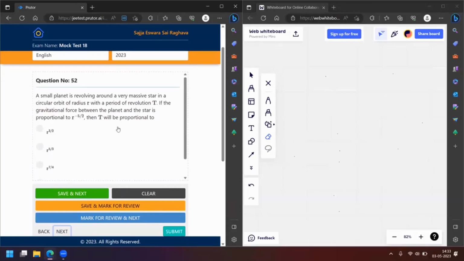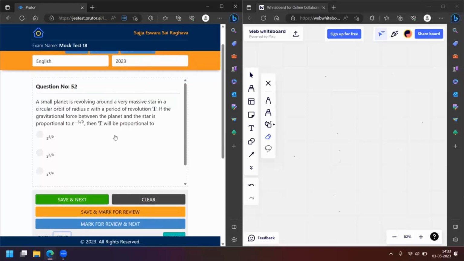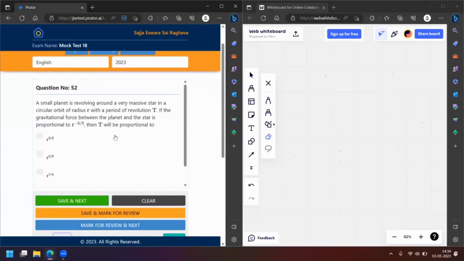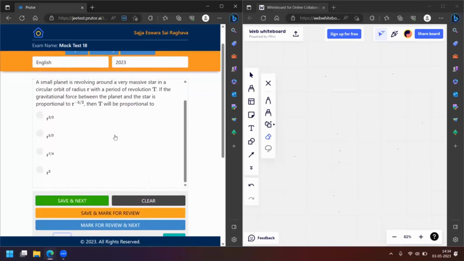So again, we have to equate the gravitational force and the centripetal force, and from the velocity which we obtain, we can relate it to omega, and in turn relate it to the period of revolution. So after equating and solving, we'll get T will be proportional to R to the power n, which can be found by calculating.